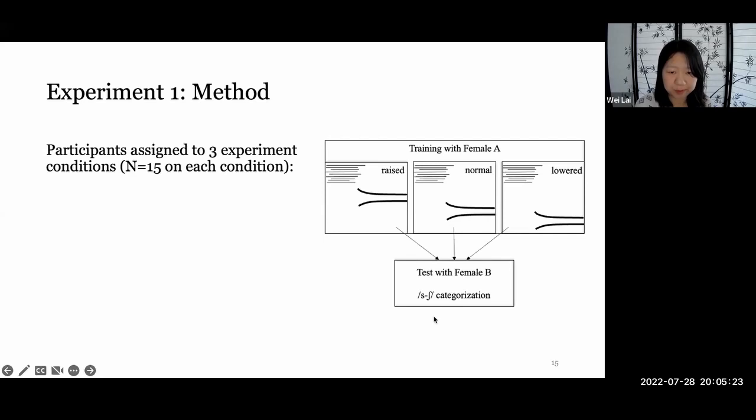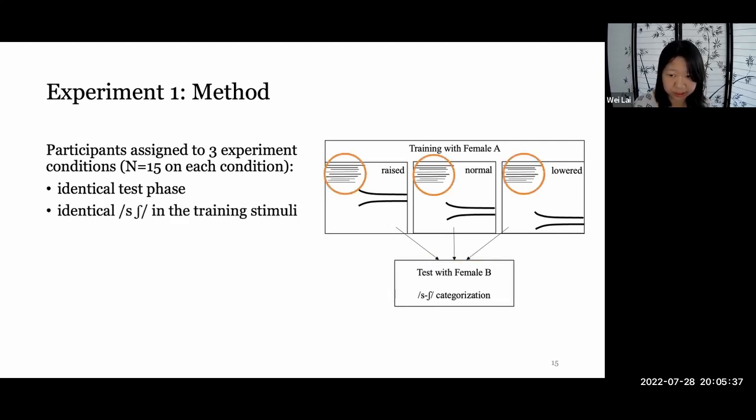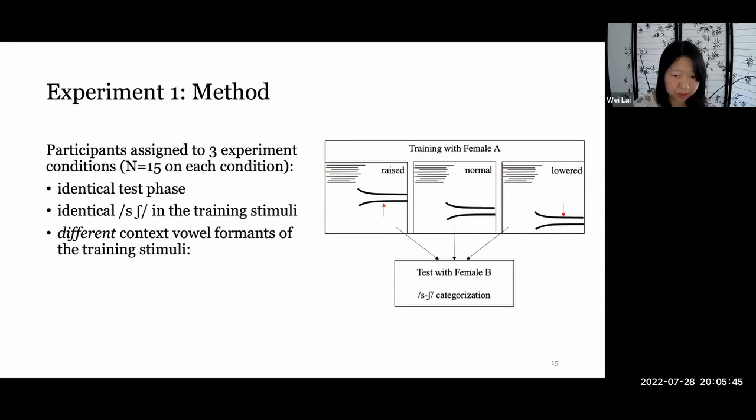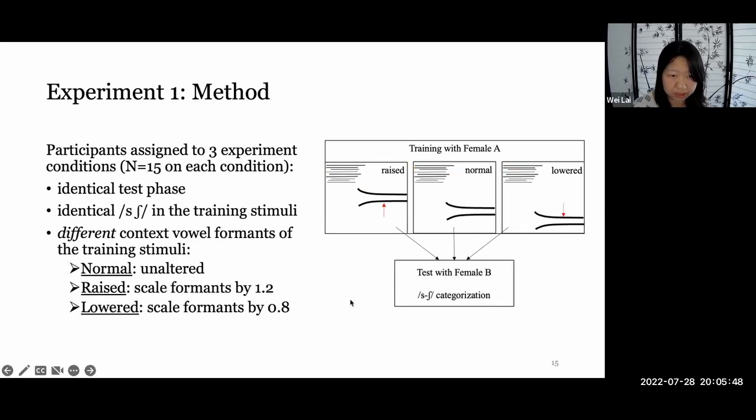And our critical manipulation is here. Participants are randomly assigned to 3 conditions. The different conditions will have identical stimuli in the test phase and identical S and SH in the training stimuli. But they will have different contextual vowel formants for the training stimuli. So compared to the normal condition, participants in the raised condition will hear higher vowel formants, with the original formants scaled by 1.2. And participants in the lowered condition will hear lower vowel formants, with the same set of vowels scaled by 0.8.